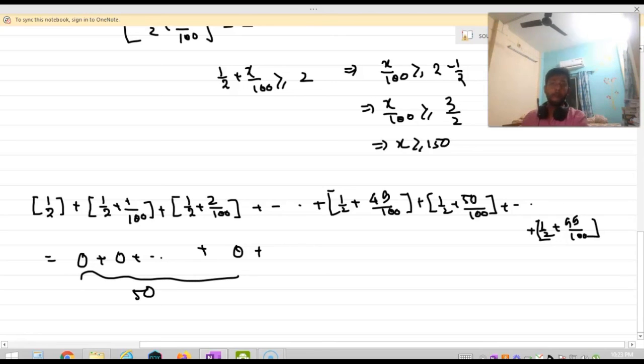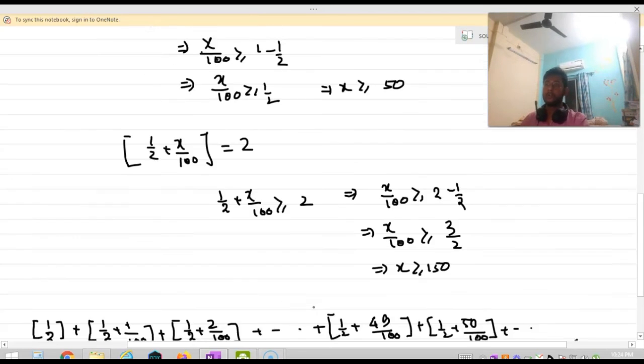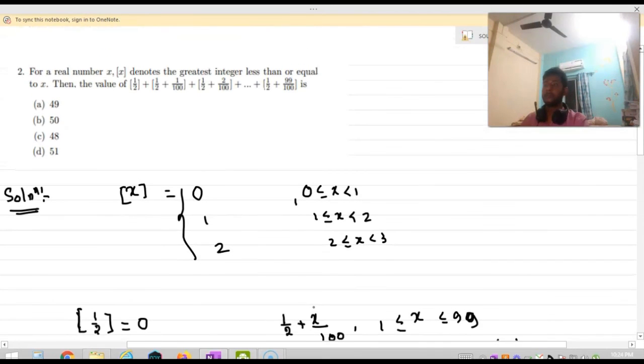Plus box of half plus 50 by 100 is 1, plus box of half plus 51 by 100 is 1, plus dot dot up to half plus 99 by 100, which is equal to 1. Now how many numbers are there? Starting from 50 to 99 there are 50. So the value of this is equal to 50. So option B is our correct option.